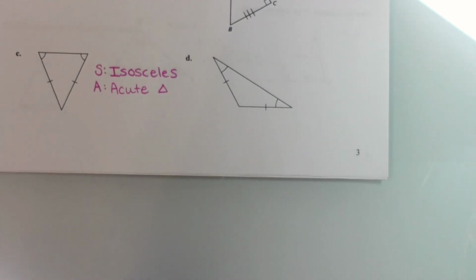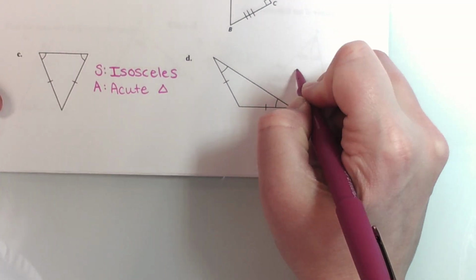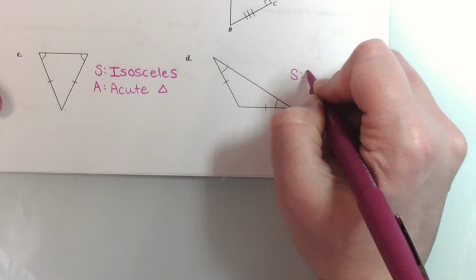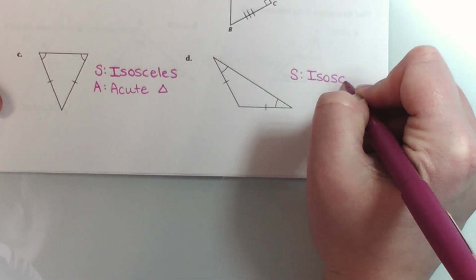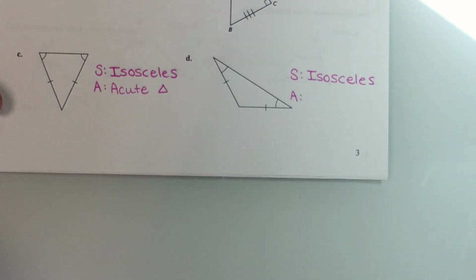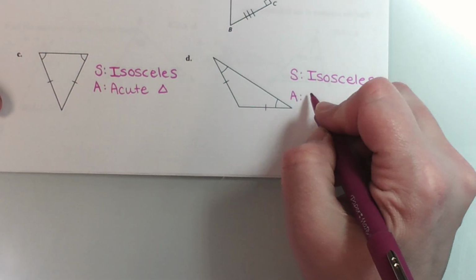Okay. Last one on this page. By sides it is isosceles. By angles it is obtuse.